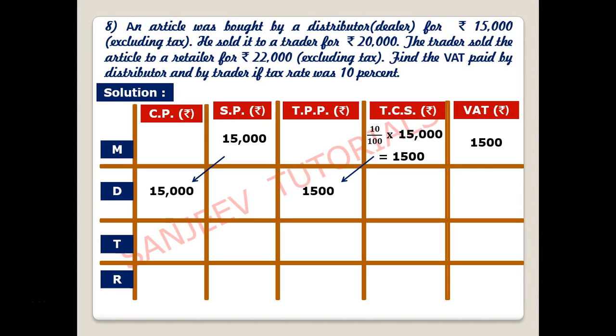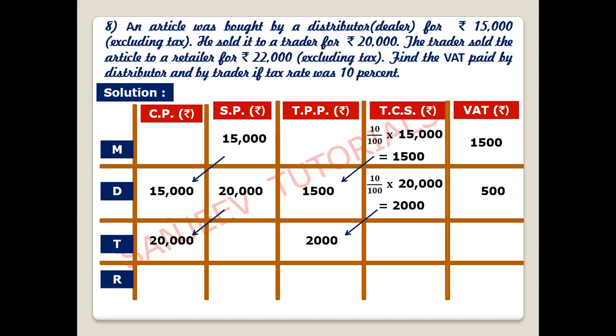Okay, now distributor, selling price is rupees 20,000. That is also the cost price for a trader. Tax collected on sale by distributor will be 10% of 20,000, that is rupees 2,000, and this is also the tax paid by trader on purchase of the article. Okay, now the last column for VAT for distributor. VAT is tax collected on sale minus tax paid on purchase. So 2000 minus 1500, that is rupees 500.